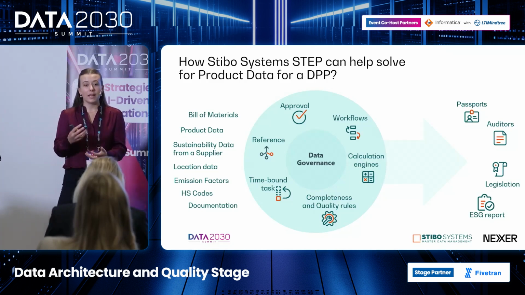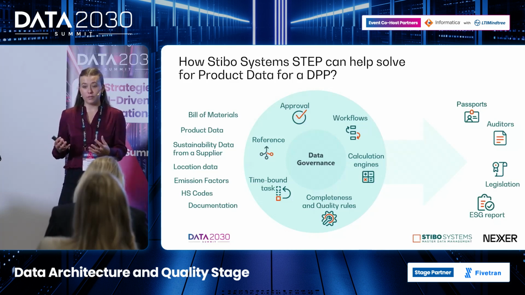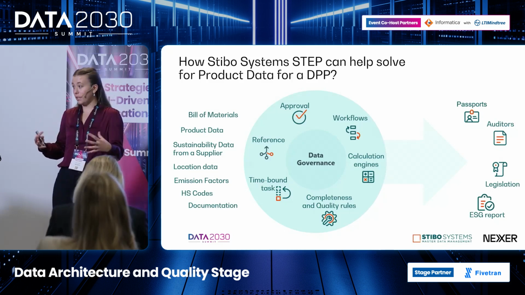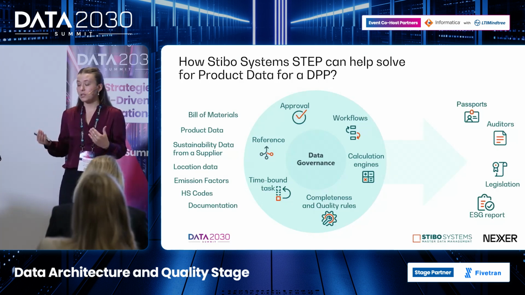We need to make sure we can collect all this information and pull it into a system. When all this information is in a system, we have the ability to do a multitude of things in order to improve it and make sure it's fully up-to-date, enriched, and ready to be sent out. We can do this with workflows.